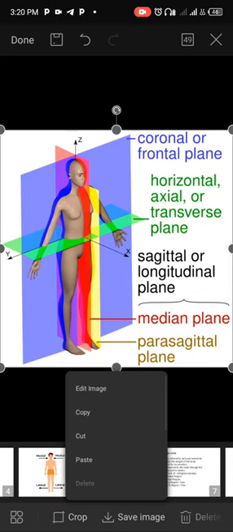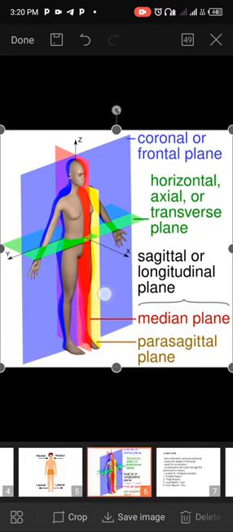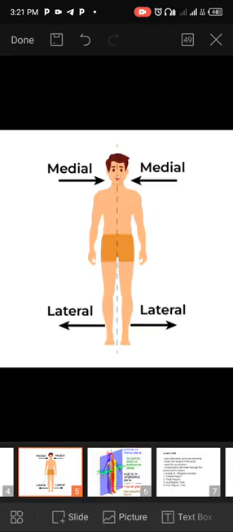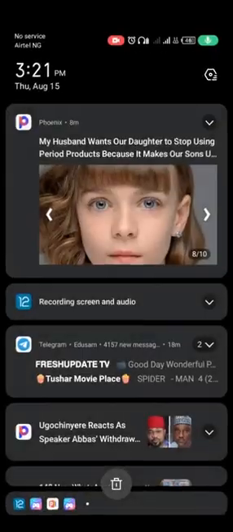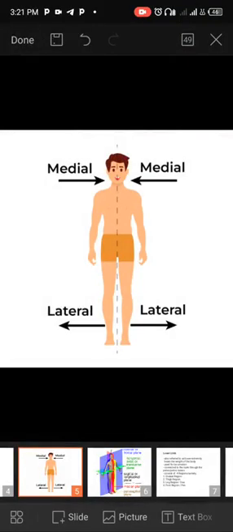Lastly, we have the transverse plane or horizontal plane. This is the green line here, dividing the body into superior and inferior aspects, just like the way you slice your orange. So as simple as that. These are the basic terms that are needed for you to understand this course as we move on. In the next video I will talk about the lower limb proper.